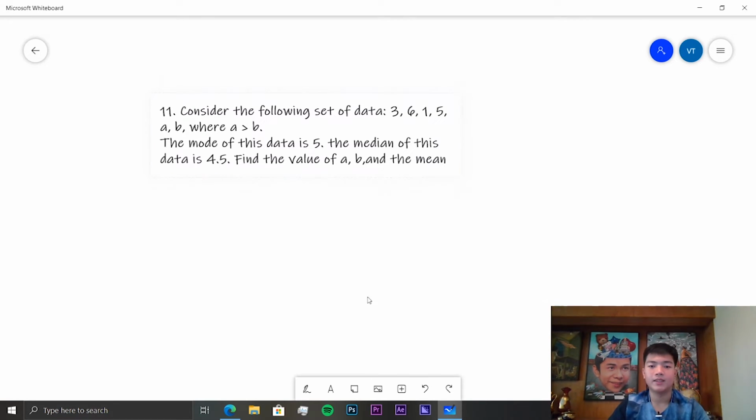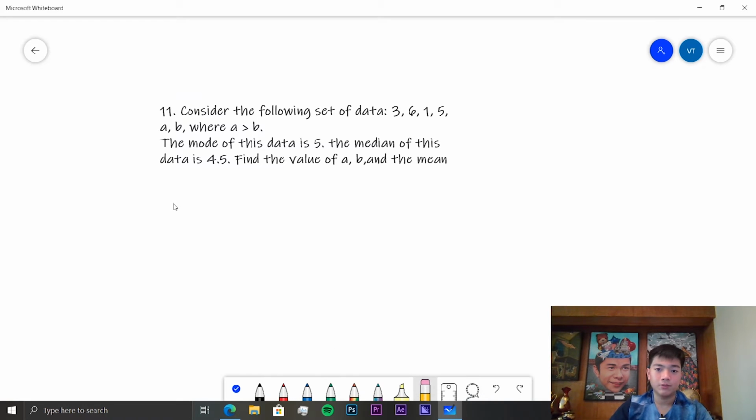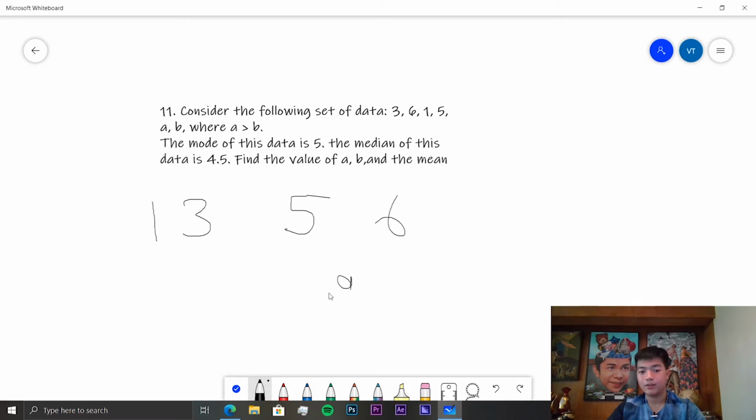Okay, so this isn't bad. Let's arrange all these numbers in order. So we have 1, 3, 5, 6, and then A and B, where A is greater than B. So A will appear to the left of B.